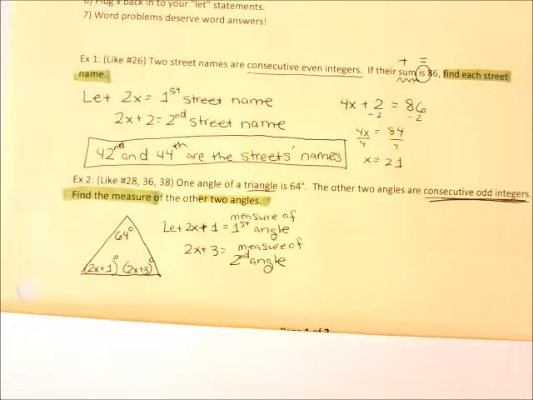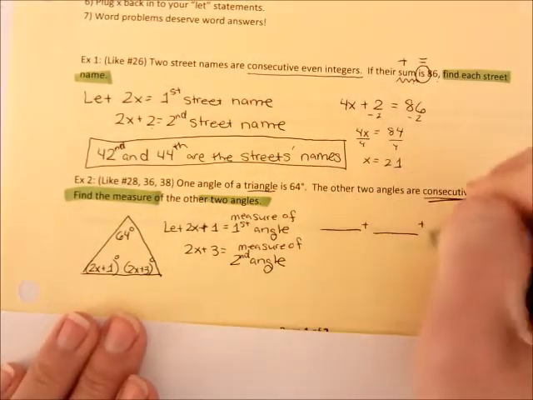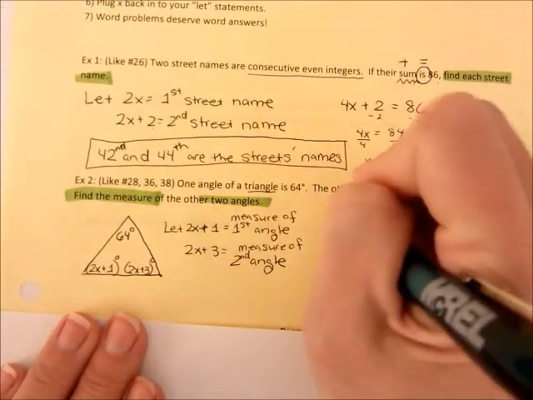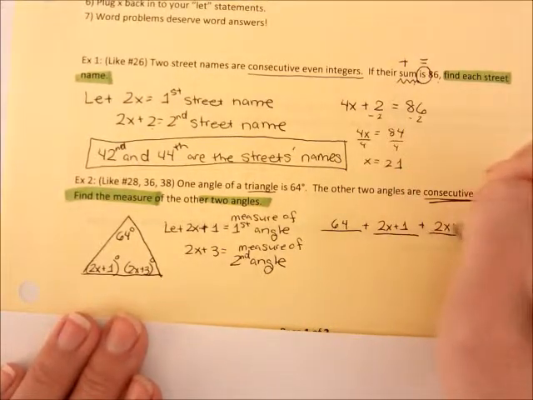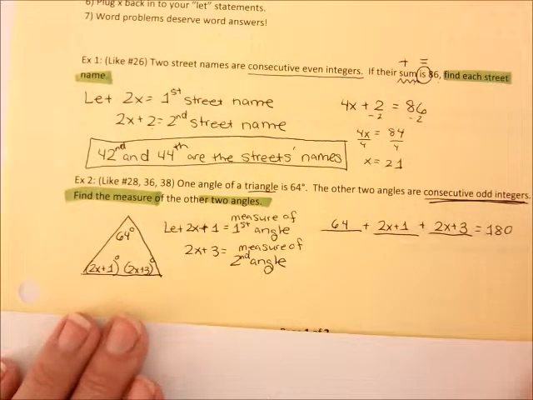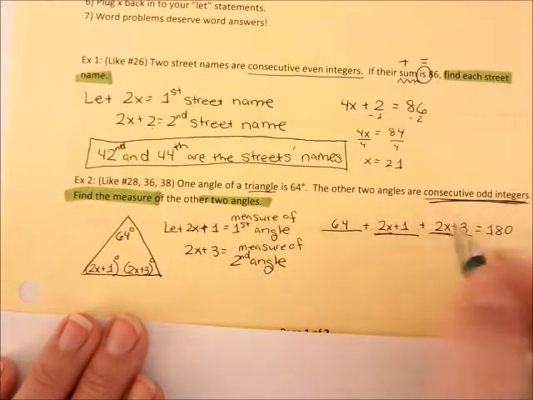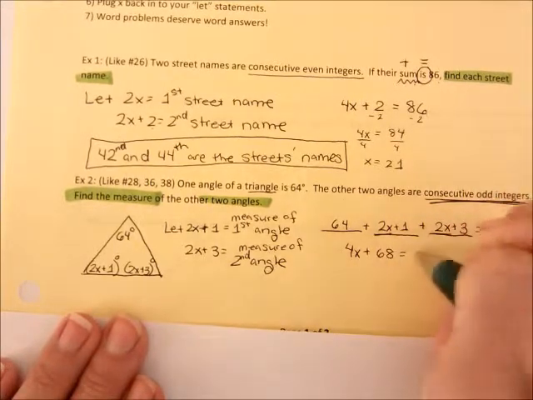And now we're ready to start. So we're talking about a triangle. How many degrees does a triangle equal again? So I have 3 angles, 1 plus 2 plus 3, equals 180. So I have 64 degrees plus 2x plus 1 degrees plus 2x plus 3 degrees is equal to 180. So let me go ahead and combine like terms. I have 4x plus 68 is equal to 180.